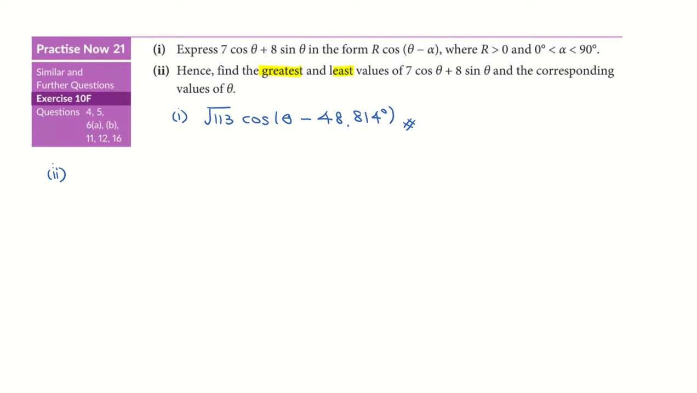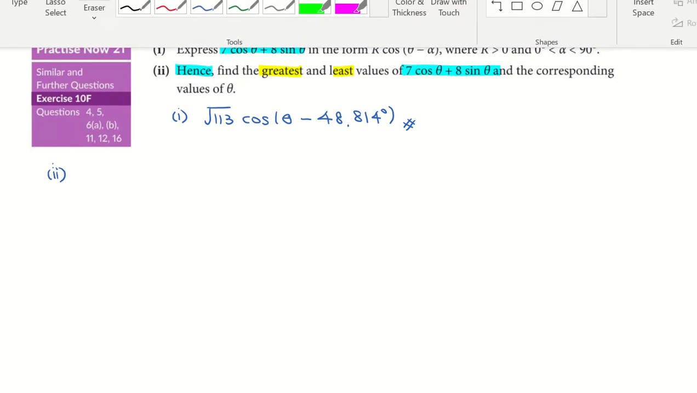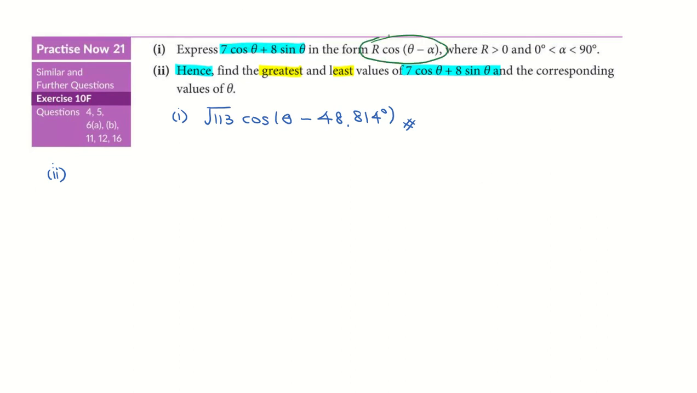Okay, so I see the word "hence". What does hence mean? Use the previous part. How can I use the previous part? Because I'm finding the greatest and least of 7 cosine theta plus 8 sine theta. Is it also present in part 1? I see the same expression in part 1. So hence means use the R formula that we have gotten from part 1. I will use these answers.